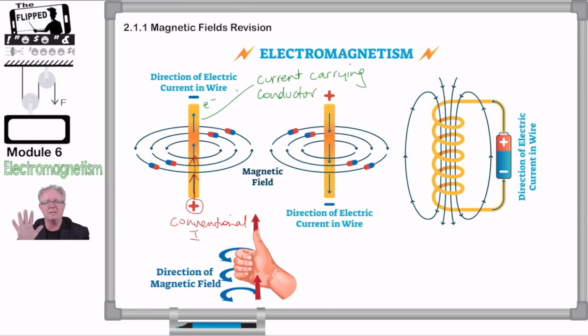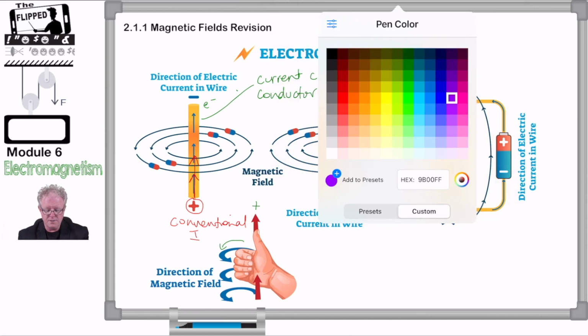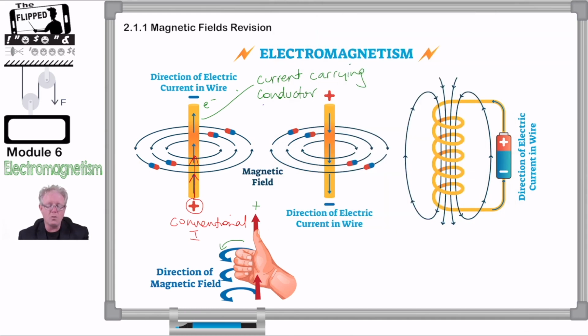So let's get your right hand out, and what you're going to do is put your thumb in the direction of conventional current, that's up, there you go. Then your fingers will curl in the direction of the field. And here you can see my picture. I've got the thumb going up for the positive conventional current. My fingers are going around according to the direction of the field, and you can see that showing you this example right there. The field is going, and we might even write this down, the field is going in an anti-clockwise direction.